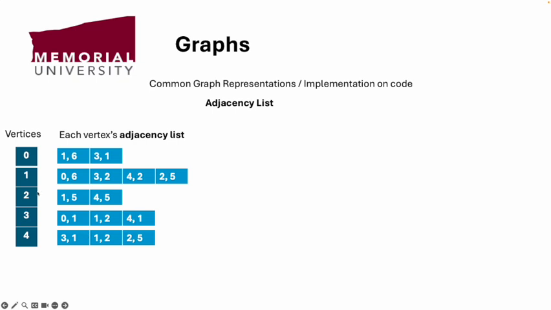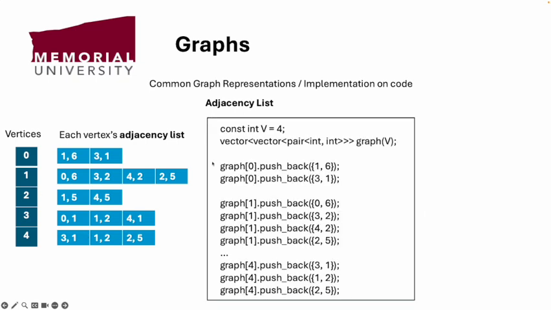From here, let's implement it in code. This is the code here. We create a vector, and inside it we have another vector. The outer vector is the vector of vertices, and for each vertex, we have this inner vector. Inside each of these, we need to define a pair. Both are integers: the first is the indication of a neighbor, and the second is the weight.